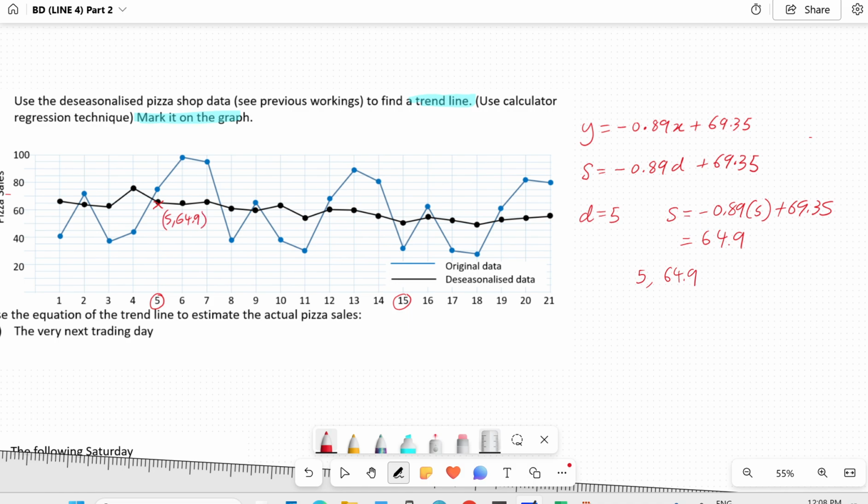All right, now the other value I chose was 15. So I'll put that one in.